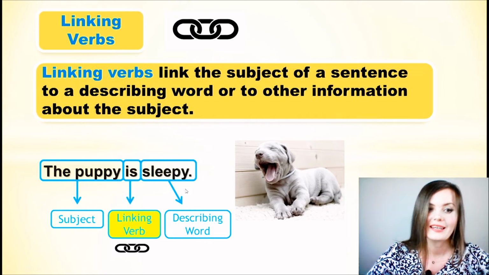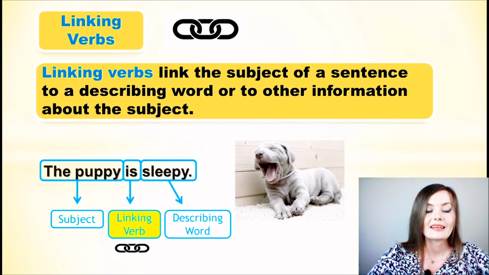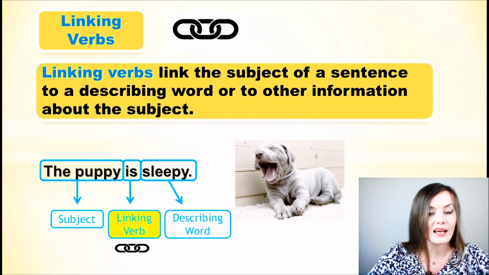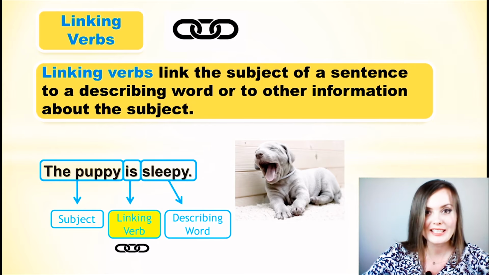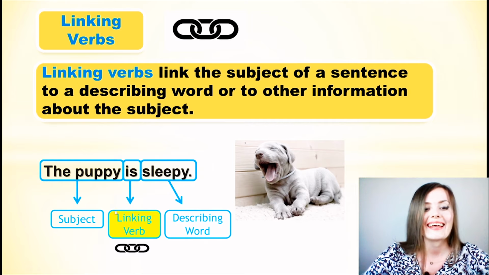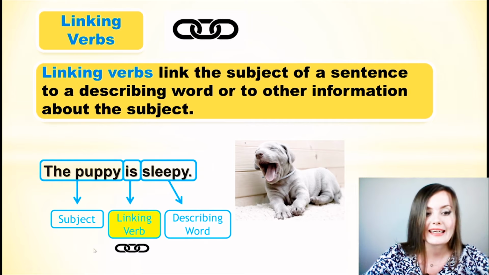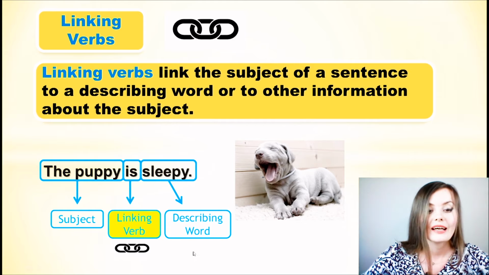Linking verbs. Linking verbs link the subject of a sentence to a describing word or to other information about the subject. For example, the puppy is sleepy. This picture makes me feel sleepy a little bit. So, in this sentence, what is the linking verb? Is, because it links the subject puppy and the describing word sleepy.